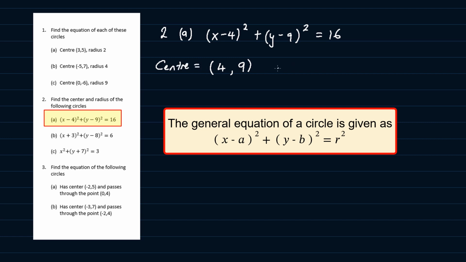As for the radius, it is going to be the square root of 16. Remember, the form is x minus a squared plus y minus b squared equal to r squared. So 16 here is like r squared. So to get r, we have to do the square root of 16, and that's going to come out as 4. So the radius of this circle is 4.